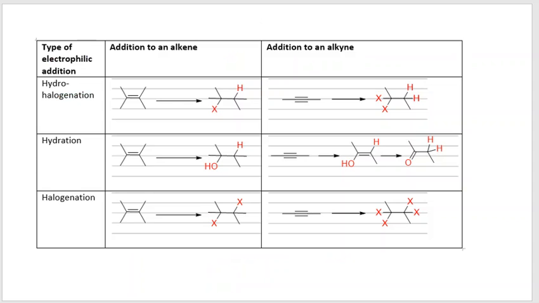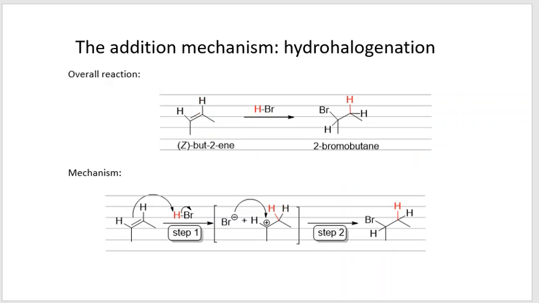All right, so like I've mentioned before, there's 3 different types of additions: hydrohalogenation, hydration, and halogenation. So let's just look at those first 2. Okay, so here is the mechanism of hydrohalogenation, and the hydration is going to be really similar. Same idea. So the nucleophile is the pi bond.